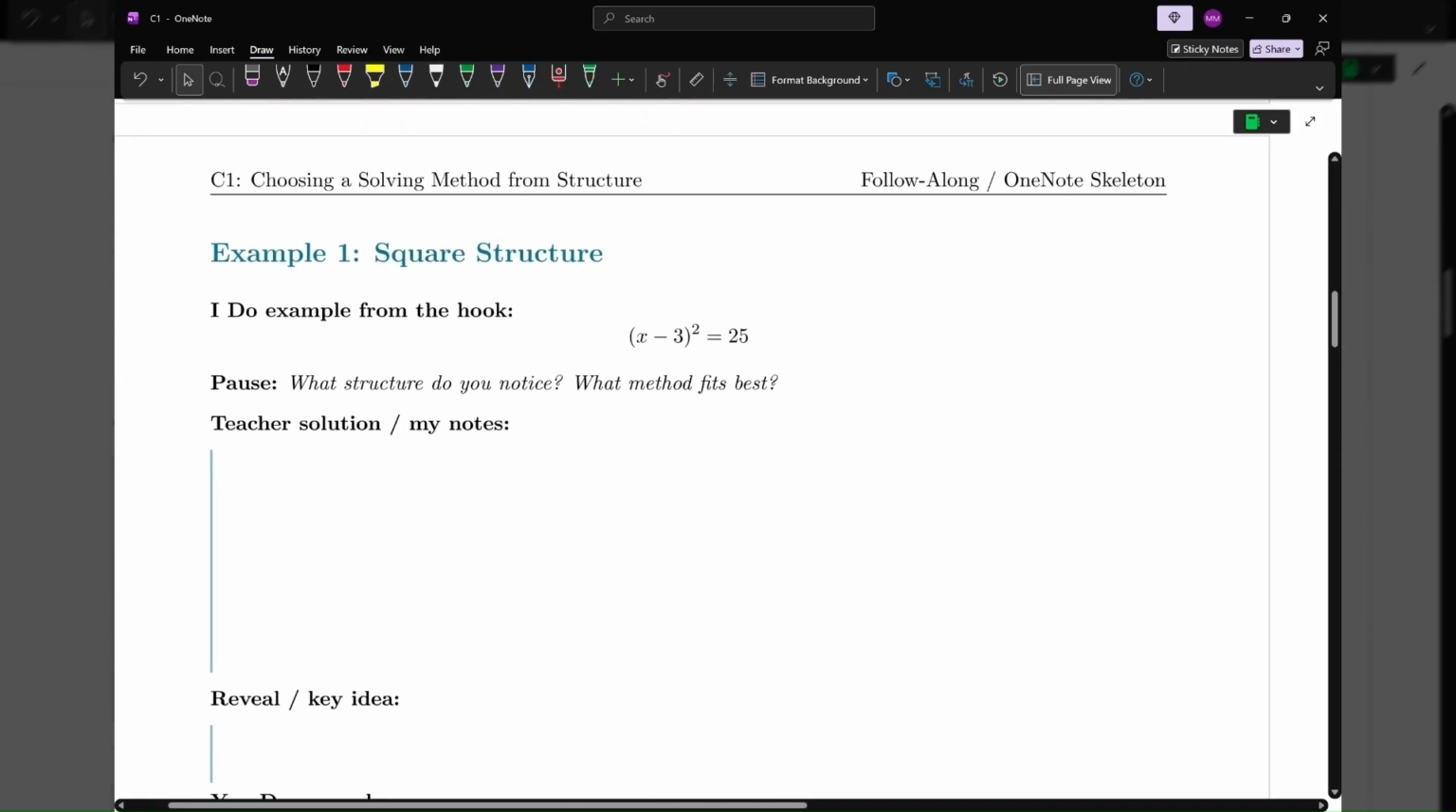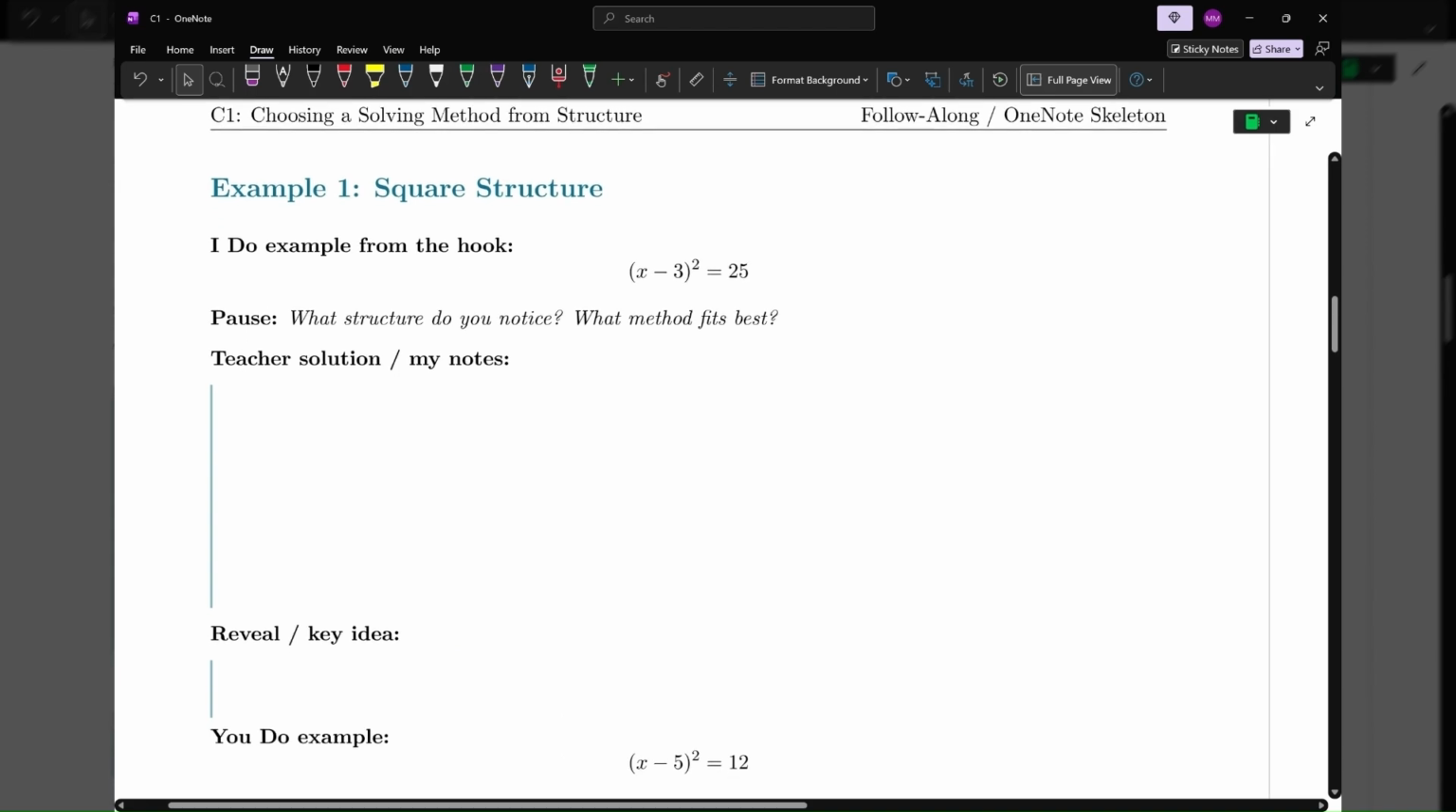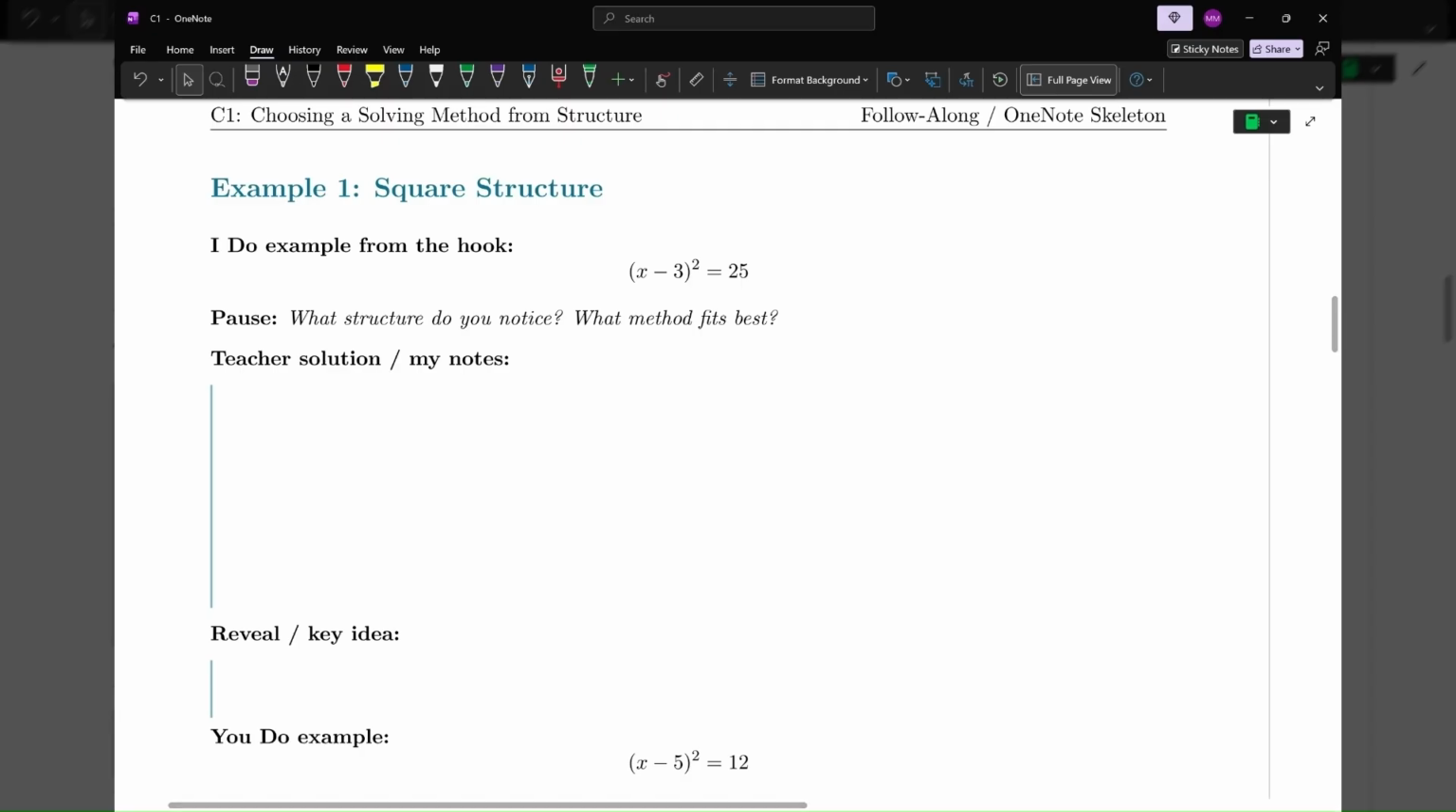The first question is just a quick square structure. This is a from the hook. So x minus 3 squared equals 25. To start, you could pause and ask yourself, how are you doing this question? In the hook, you did ask yourself the same question, but does that last review help at all? So what do we notice? What method fits best? As I go through this question, I'm just going to write the question down here first. So I see x minus 3 squared is 25.